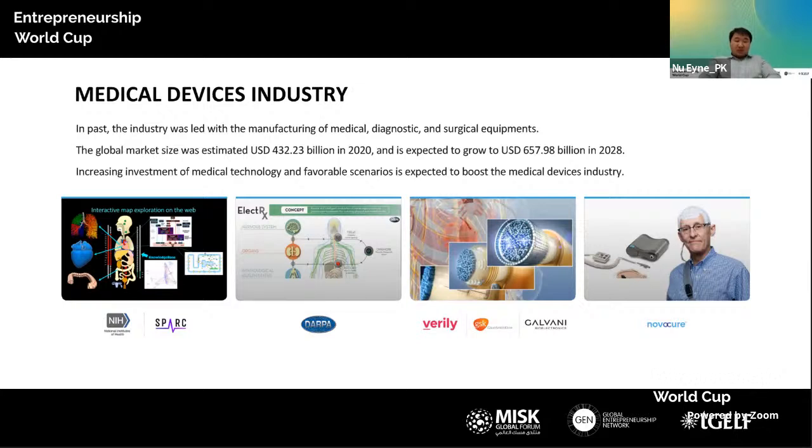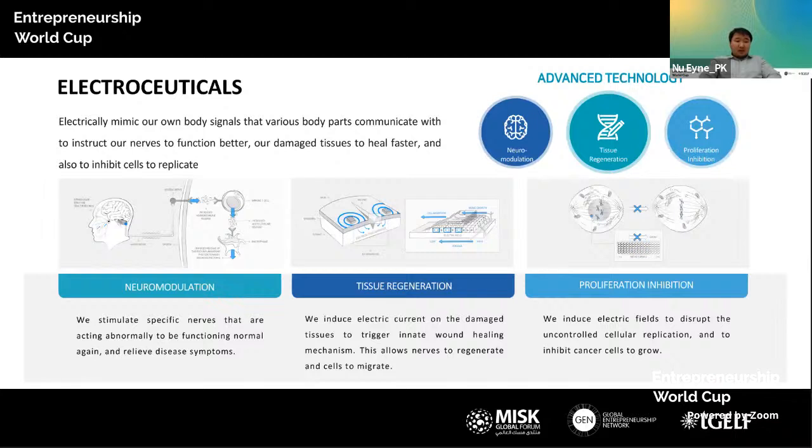The industry is estimated at $432 billion in 2022 and is expected to grow to $650 billion in 2028. The increasing interest and financial investment gave rise to companies like Galvani Bioelectronics and Novocure, with opportunities to treat type 2 diabetes and cancer. And electroceuticals is a combination of electronics and pharmaceuticals. Instead of the traditional use of chemical modalities, we use electricity to induce various biological functions.